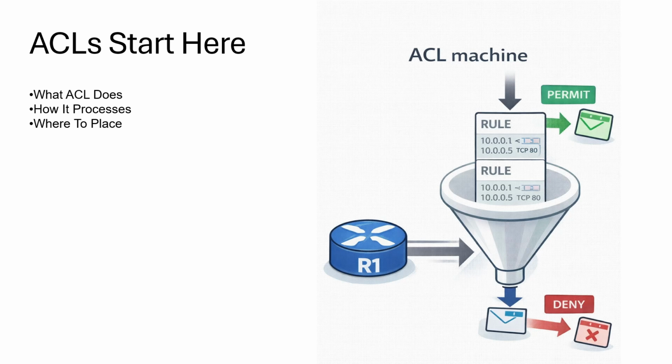What an ACL is and what an ACE is. How packets are checked: top down, first match, implicit deny. How wildcard masks work without guessing, and the real difference between standard and extended ACLs. Also the placement mindset, inbound versus outbound, and where to put standards versus extended.